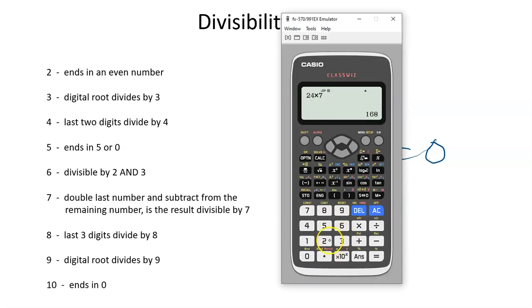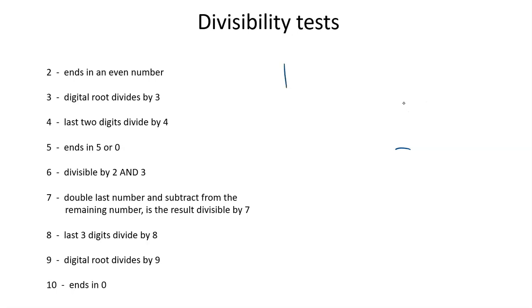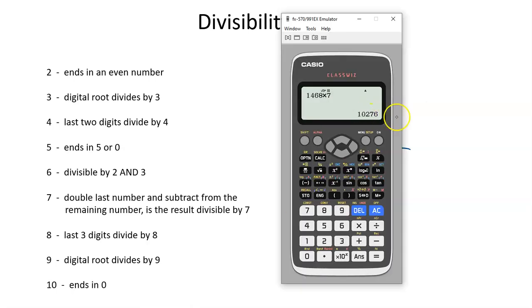Okay, let's try another one. So let's go for 1468 times 7. So this is going to be a big number. 10276. Is that right? 10276.